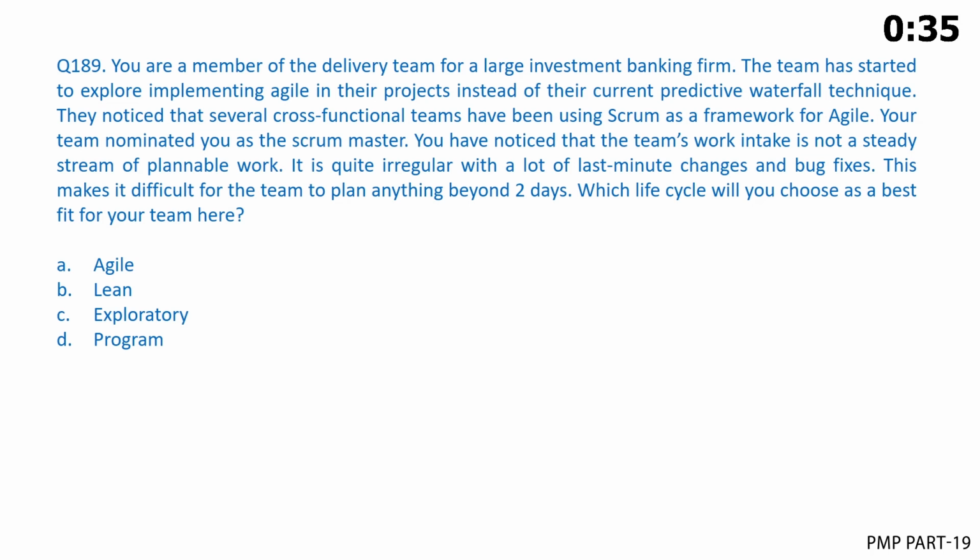You have noticed that the team's work intake is not a steady stream of plannable work. It is quite irregular with a lot of last-minute changes and bug fixes. This makes it difficult for the team to plan anything beyond 2 days. Which life cycle will you choose as a best fit for your team here? A. Agile. B. Lean. C. Exploratory. D. Program.